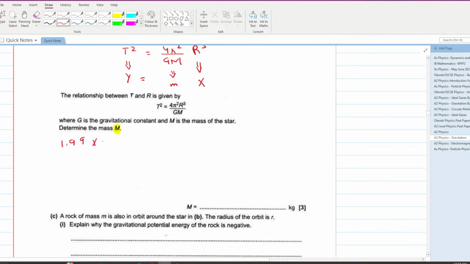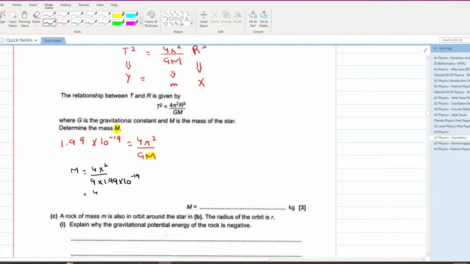1.99 ही कर देते हैं till 3 significant figures. 10 raised to the power minus 19 is equal to 4 pi square divided by capital G capital M. Okay, we have to calculate this M. Let's make this M the subject. Capital M is equal to 4 pi square divided by capital G into 1.99 into 10 raised to the power minus 19. What is G की value?